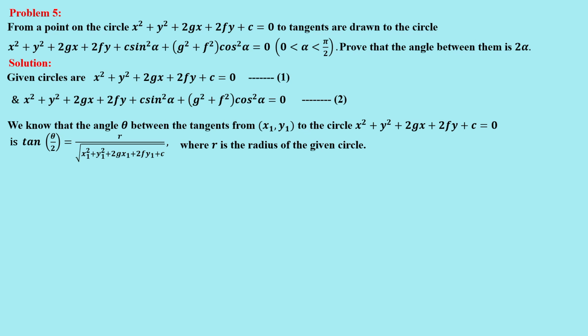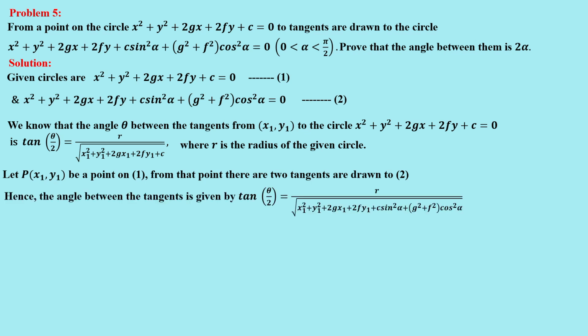Where r is the radius of the given circle. Let P(x1, y1) be a point on circle 1. From a point on the circle, so we are taking that point P(x1, y1) on 1, there are two tangents drawn to circle 2.